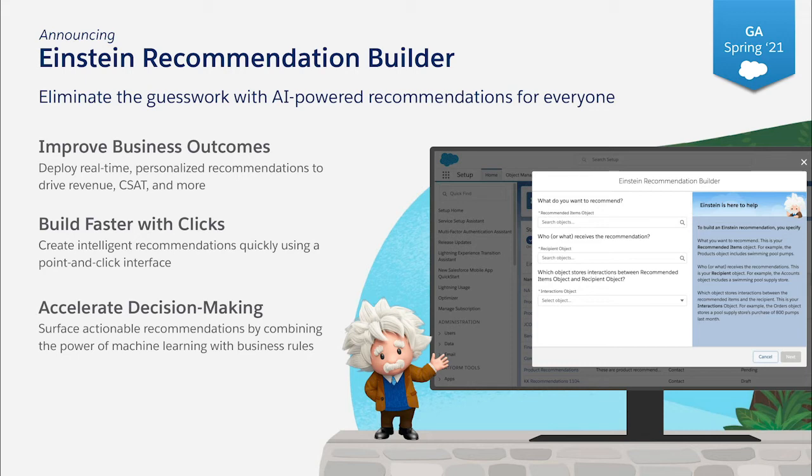It helps build intelligent recommendations fast using a point-and-click interface, and accelerate decision-making by surfacing actionable recommendations to your users using a combination of business rules and machine learning. Unlike other solutions on the market, Einstein Recommendation Builder makes it easy for companies to implement, allows you to seamlessly combine AI with business rules, and provides model transparency with metrics.